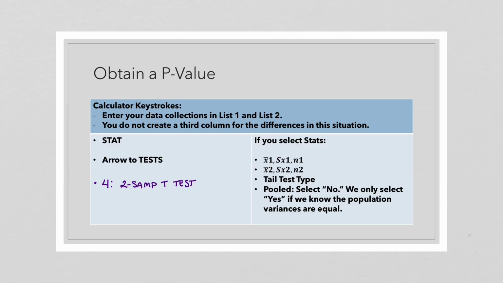And then we're also going to select, we have an option where it says pooled. And we are going to select no, because the only time that we would ever select the option of yes is if we know the population variances are equal. And that should be explicitly given to you. If they don't state it, just assume that you do not know what the population variances are.